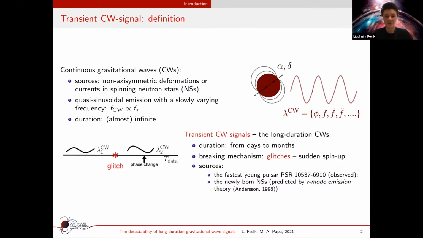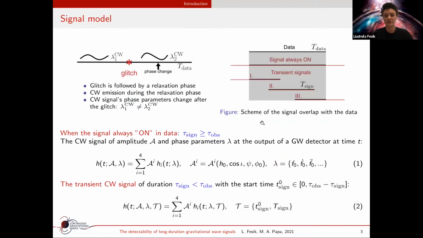So transient continuous waves, in the case of the glitch, can have duration from days to months. And typically the data is larger. For instance, one LIGO run takes more than half a year, and all the next runs are going to be longer and covering more data. So if there's a transient signal of much shorter duration, but still long, at least several days, it's important to understand the difference in statistics between the transient signal and the case when the signal is always on in the data.